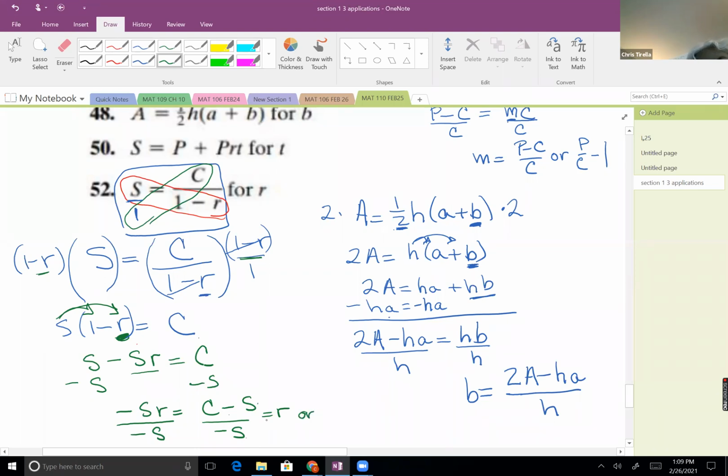Or if you want to be fancy and get the negative sign out of the denominator, we can multiply numerator and denominator by a negative. And we could say that R equals S minus C over S. I think it's perfectly fine if you stop here. But if that dangling negative sign bothers you, multiply both numerator and denominator by -1.